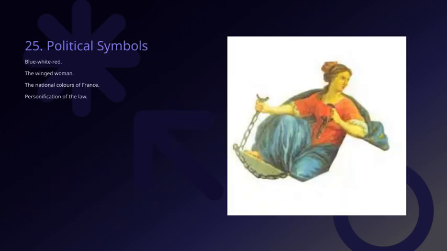Let's take a closer look at some important political symbols. First, we have the colors blue, white, and red. These are famously associated with France and are often seen together in the national flag. They symbolize the French Republic and its values of liberty, equality, and fraternity. Next, there's the winged woman, which is a powerful emblem of justice and liberty. She often appears in artworks and sculptures representing the ideals of freedom and the rule of law.